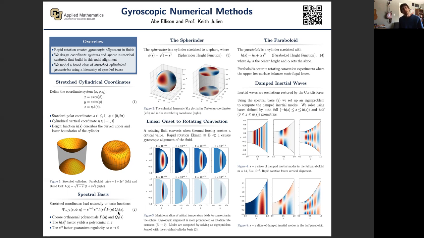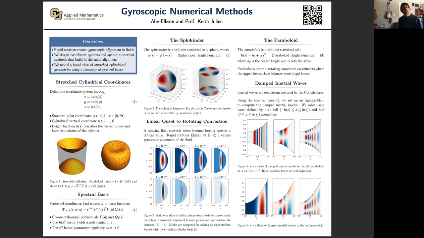And then Q are also polynomials, but these are in the s coordinate. And we choose P and Q properly so that we get orthogonal polynomials under a weighted version of the geometric volume element. And when we do so, we have a really nice hierarchy of spectral bases that live in the geometries of our choice and allow us to simulate rotationally constrained fluids.